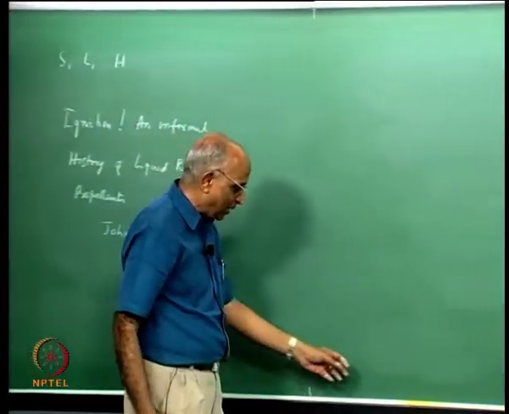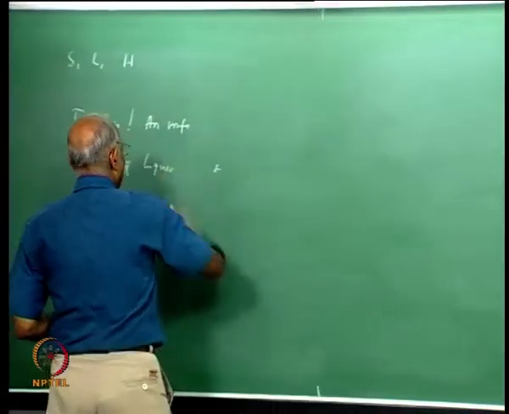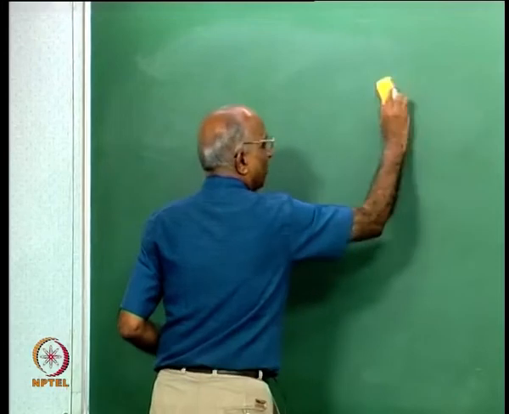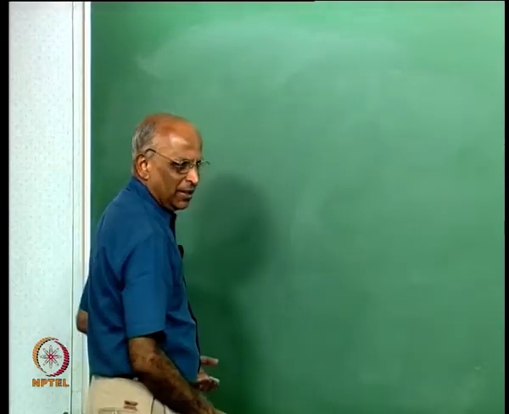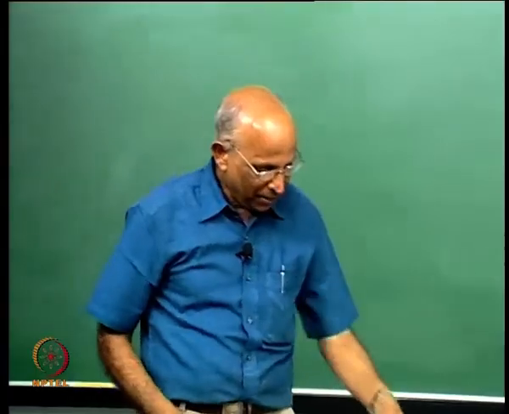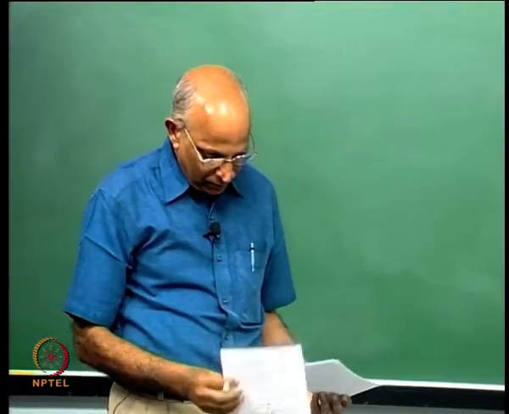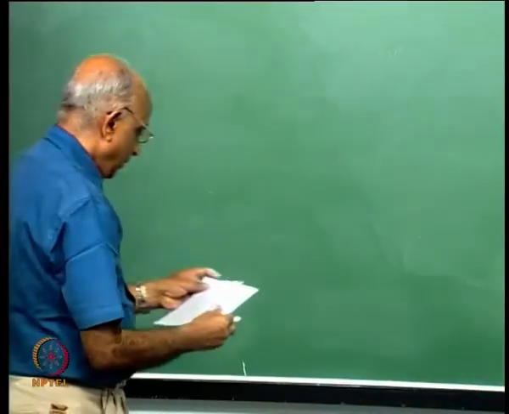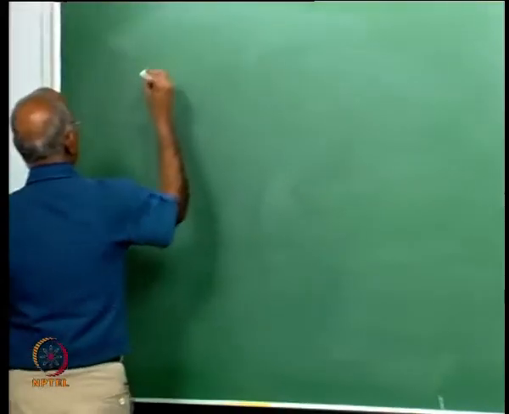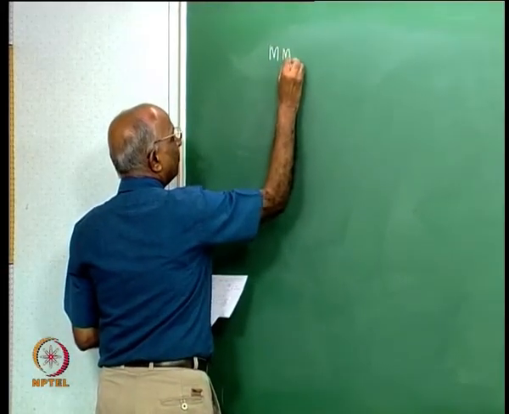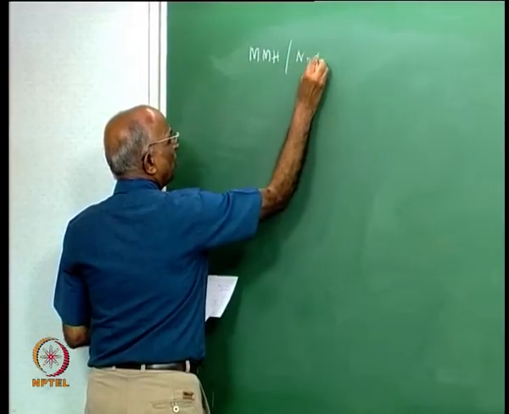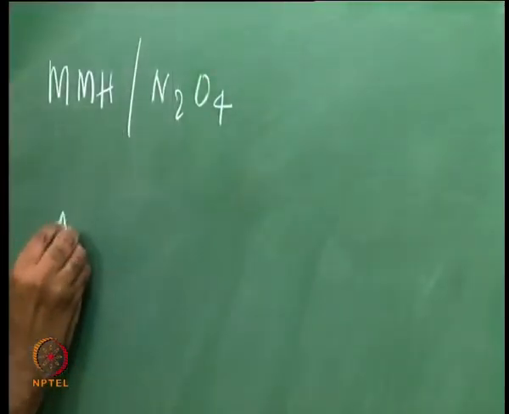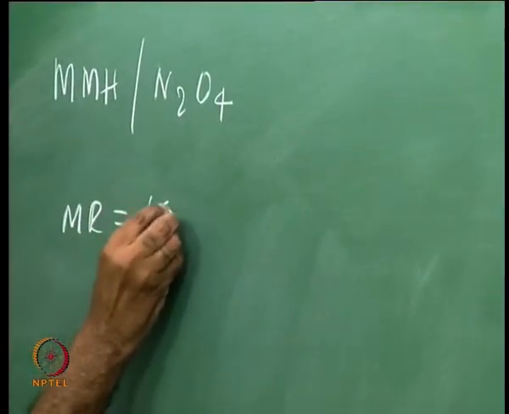Let us quickly do one or two small problems, such that we know how to solve problems in this particular area of liquid propellant. Let's do one or two small problems. The first one I choose is extremely simple but illustrative. Supposing I say I'm using a propellant like, let us say, MMH and N2O4 as propellants, and I say I am going to use it for a mixture ratio of 1.5.